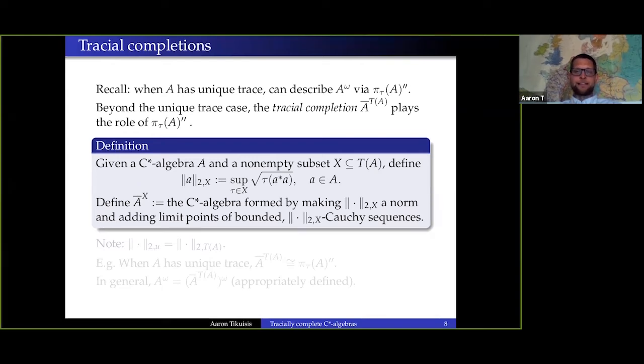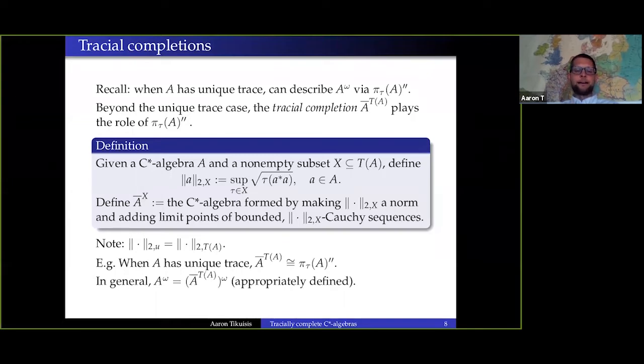And as I said, generally the case of interest is where X is the whole set T of A. As I said, this 2-T(A) norm is exactly the same as the 2-U norm. In the case that we have a unique trace, then you're just adding limit points of all 2-Cauchy sequences. So you're basically taking the completion in the strong operator topology. So you get the GNS representation.